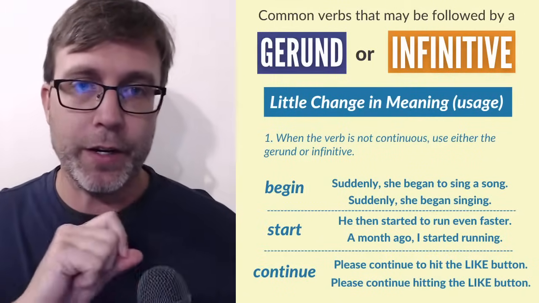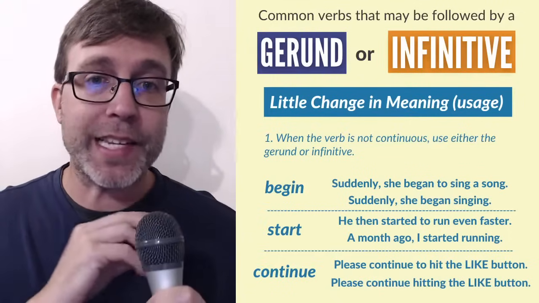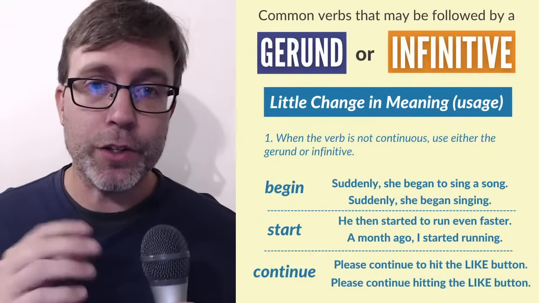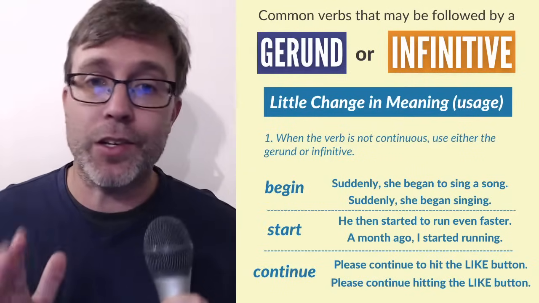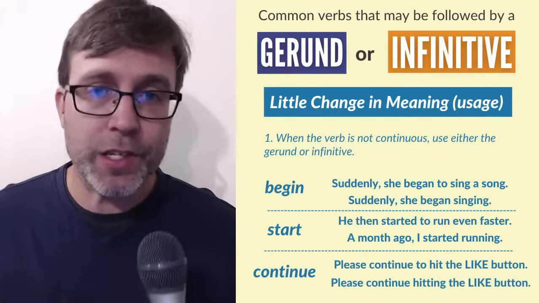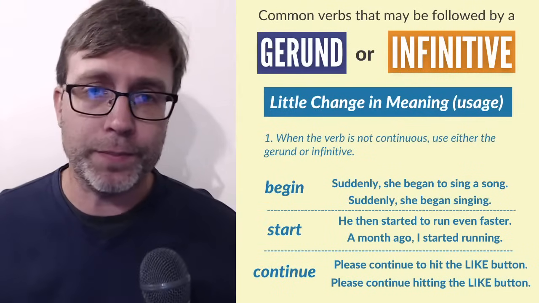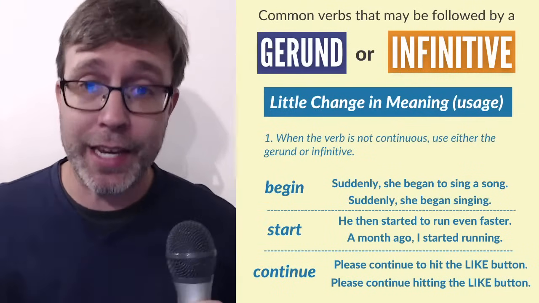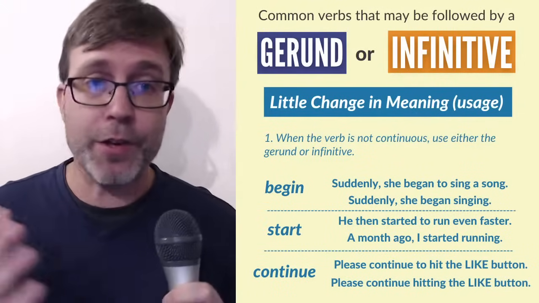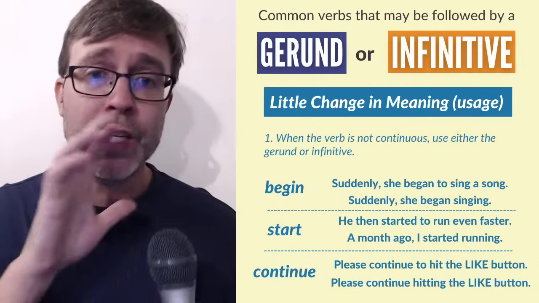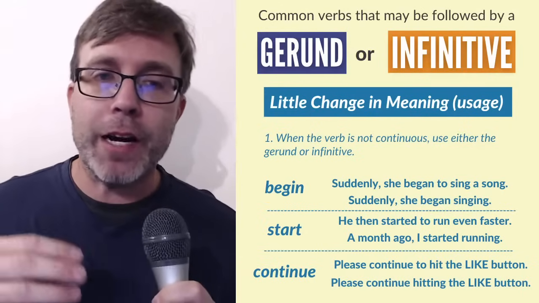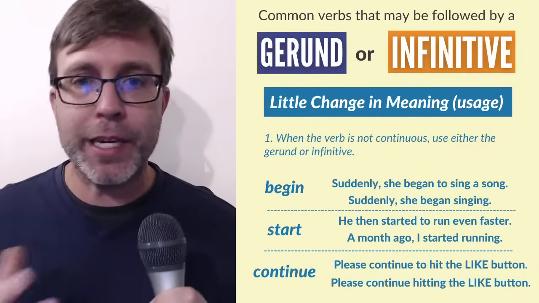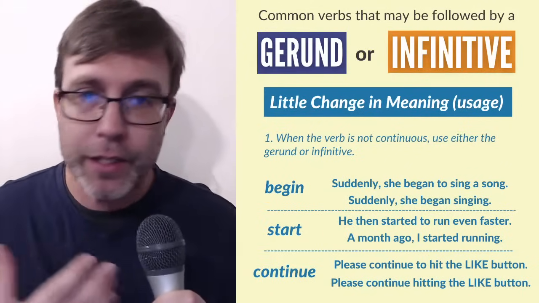So number one, when the verb is not continuous, use either a gerund or an infinitive. Either one is okay. Like begin: suddenly she began to sing a song. Suddenly, she began singing. Either one of them is okay. Just to insert my opinion here, I feel like if I were going to end the sentence, I would probably use the gerund. Like, oh, suddenly she began singing.